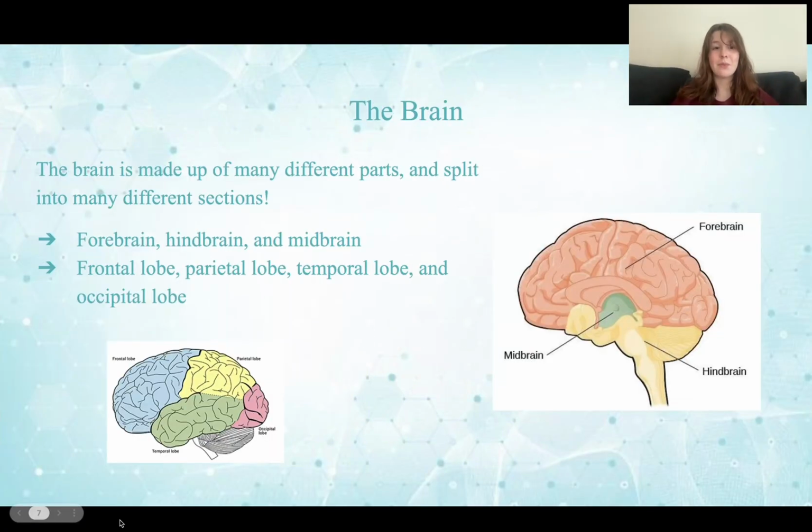Next, we have the brain. The brain is made up of many different structures and parts and split into many different sections, like the forebrain, hindbrain, and midbrain on the right side of the screen, or the frontal lobe, parietal lobe, temporal lobe, and occipital lobe on the lower left.